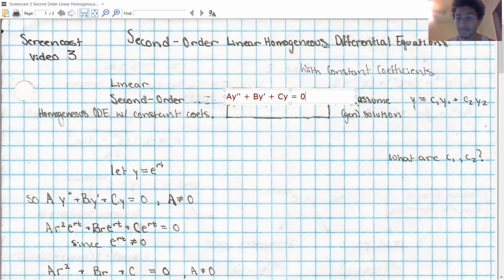So for these types of systems, we assume the general solution y is equal to c sub 1 times y1 plus c sub 2 times y2. So what are c sub 1 and c sub 2? These are going to be our variables for this solution. Kind of looks confusing, okay? So we can go on and we can solve.